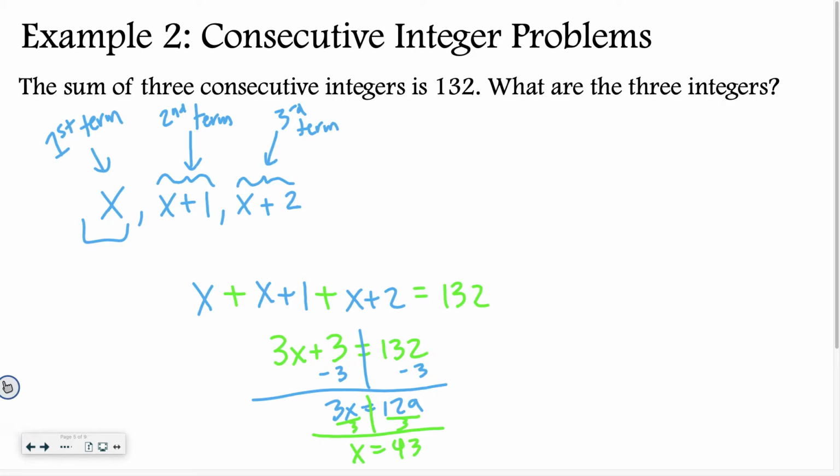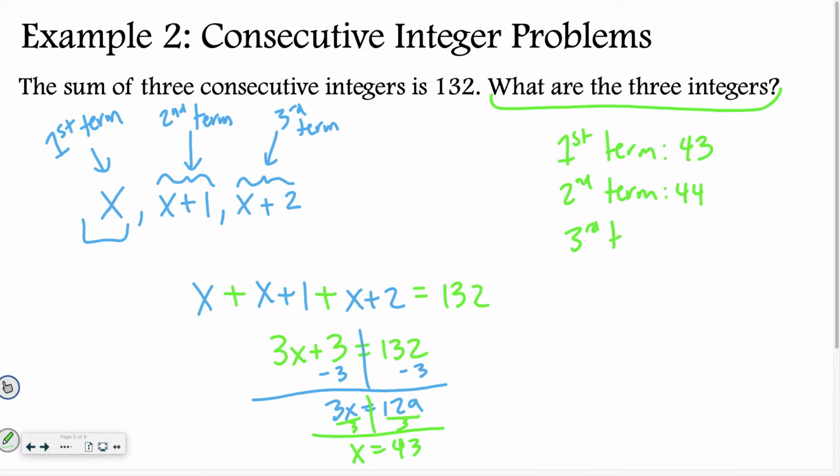Okay, so I know x equals 43, and a lot of you are going to be tempted to stop right there because you're like, I know what x equals. Aha, that is not the end, because I want to know what the 3 integers are. So if x is 43, that means my first term is 43. My second term would be 44, and my third term would be 45.